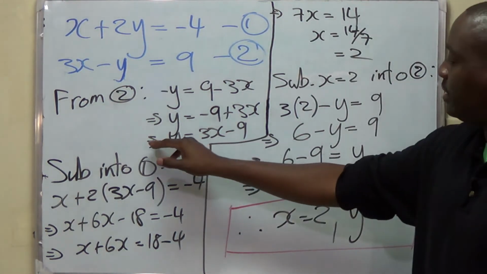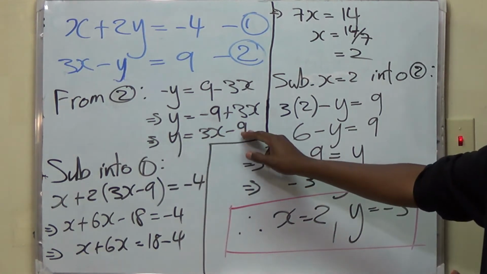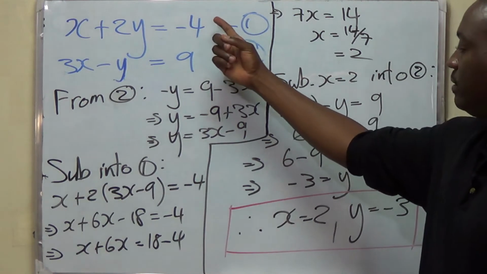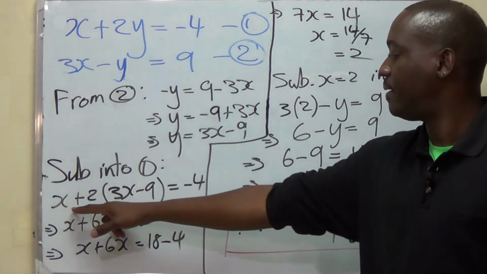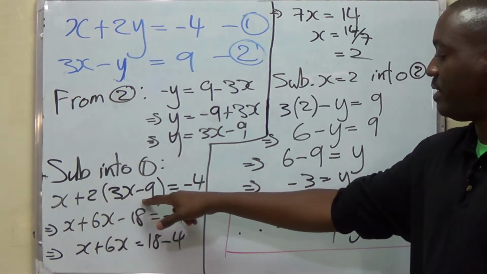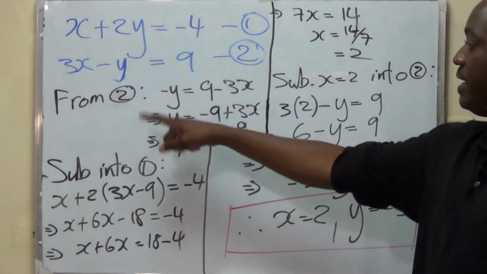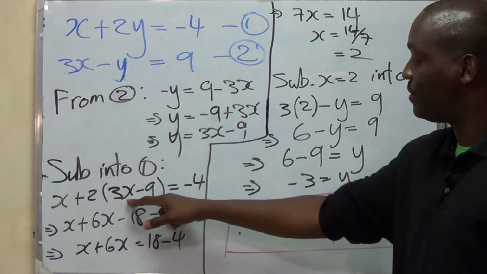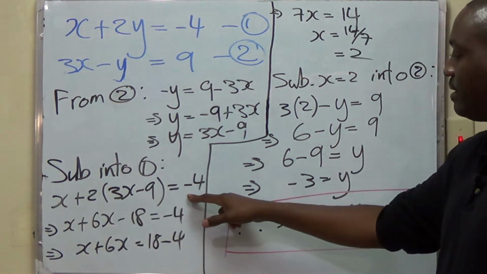So having gotten y is equal to 3x minus 9, you substitute that into equation 1, so that you now have x plus 2 by whatever the value of y is. Right, we have it here. We now insert the value of y here: x plus 2 into 3x minus 9 is equal to minus 4.